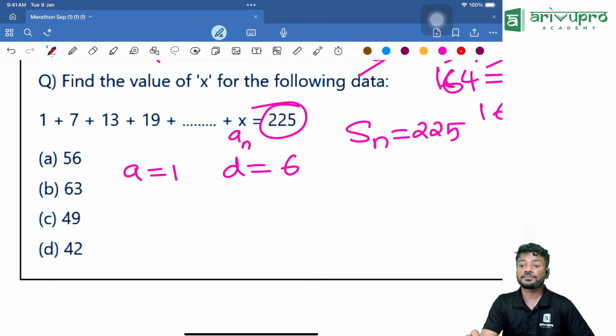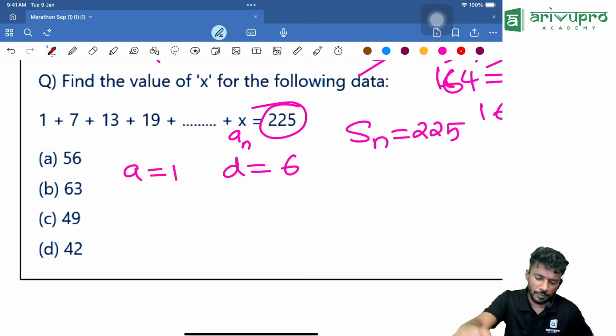Yes, we can do that. In calculator, you can always do that. That is also possible. Yes. One method is in calculator.